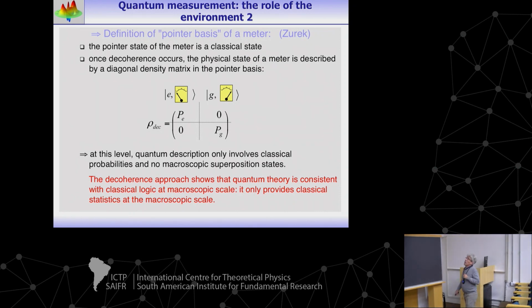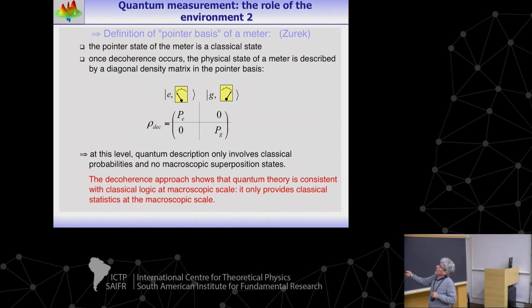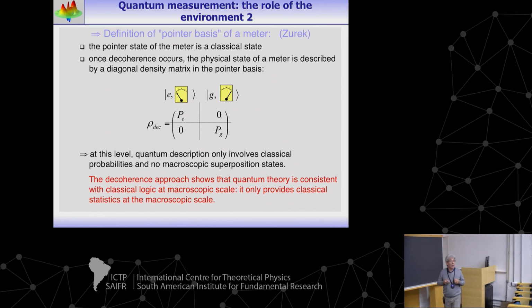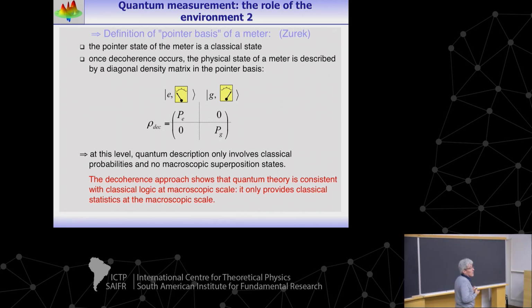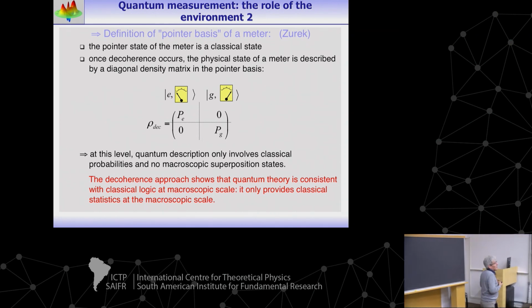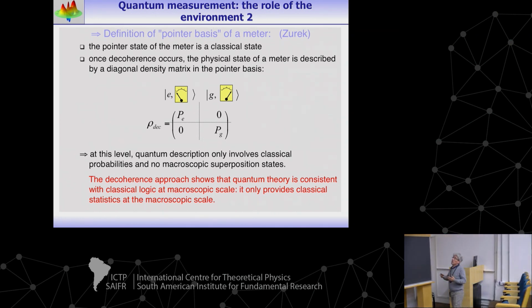So a little bit more formally, what we get from this approach, as I already mentioned, is a definition of the so-called pointer basis of a measurement apparatus. And this concept of pointer basis, again, was introduced by Zurek. For the pointer states, one could take an intuitive definition, which is in practice a very good definition: the pointer state basis is the ensemble of classical states of the matter.